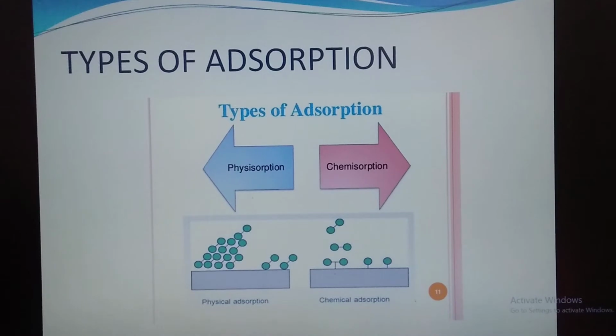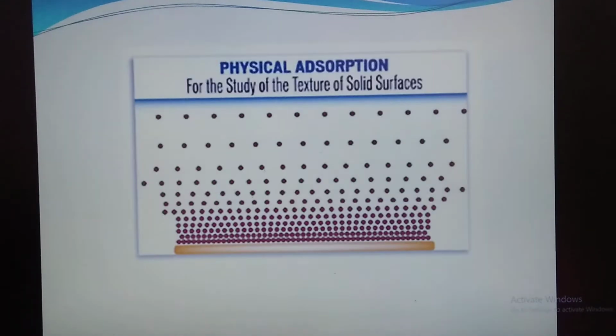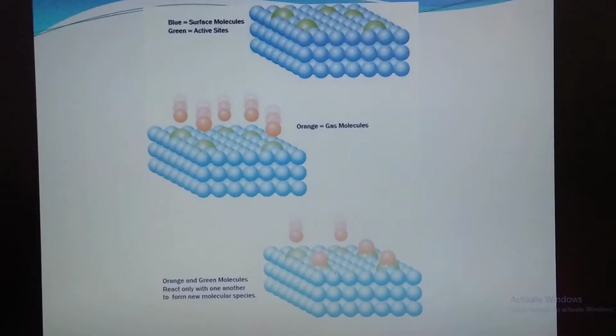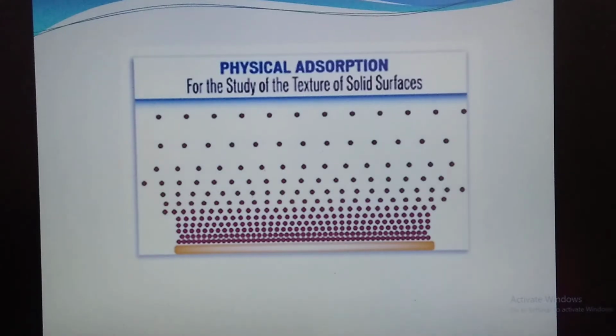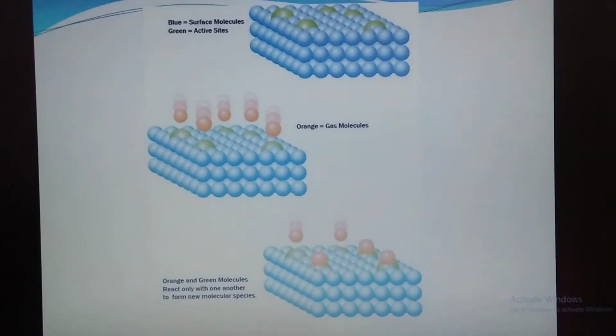Okay guys, we can move to the next thing. I will explain physical adsorption and chemical adsorption clearly in the next slides. There is a relationship between physical and chemical adsorption. In both, the molecules are held on the surface of the adsorbent, but physical adsorption is reversible, and chemical adsorption is irreversible.